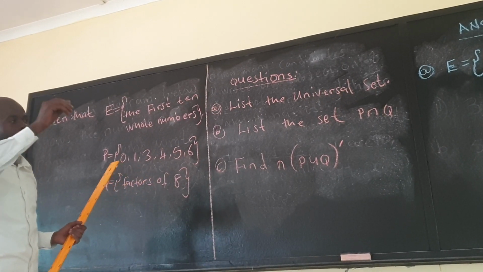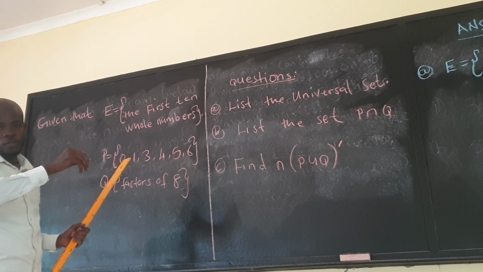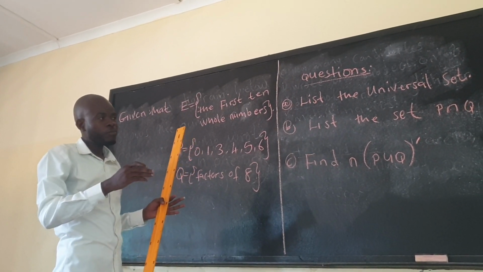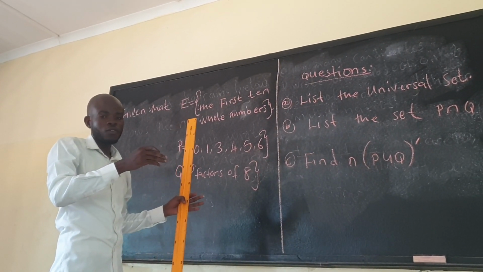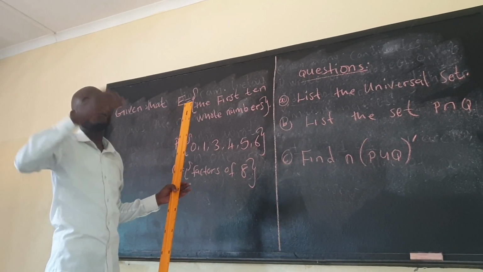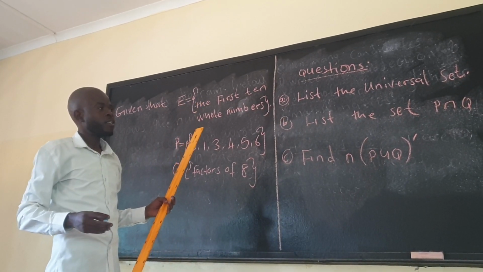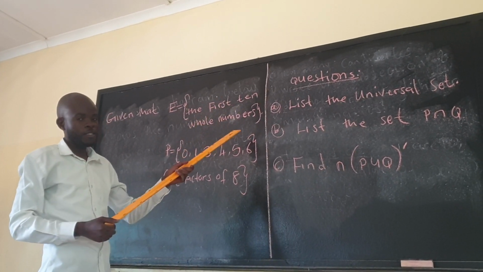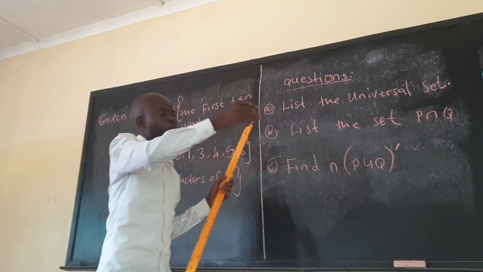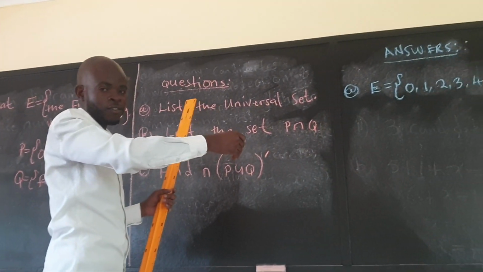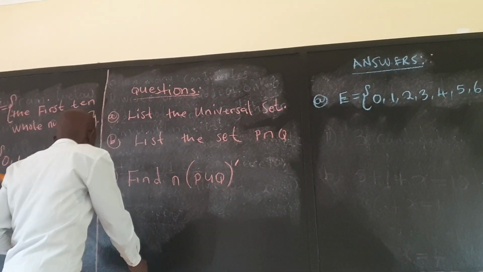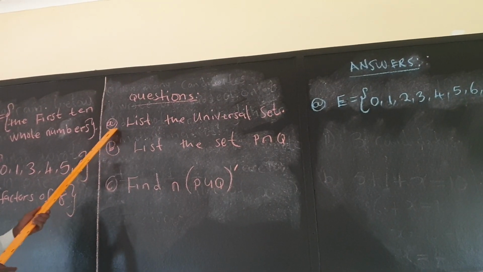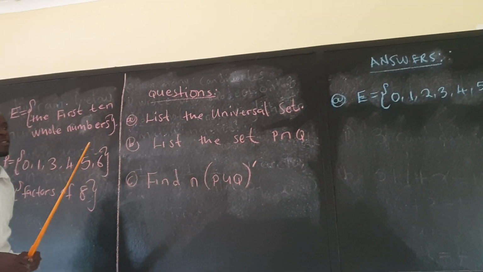If you write 10, then they will mark you wrong. There is a difference between writing numbers from 0 up to 10 and the statement which is saying the first 10 whole numbers, meaning that when you count them, they must be 10. That means we would have answered the first question.